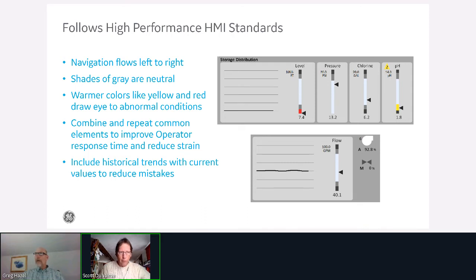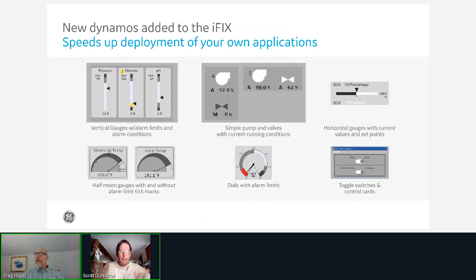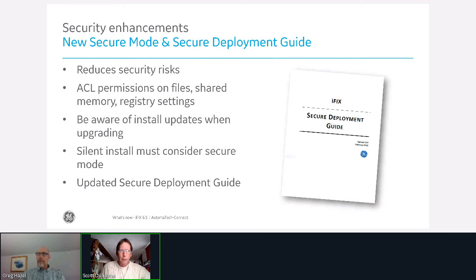And all of this is native to iFIX. These are just some of the elements that are included in the library now. When you look at your Dynamo folder, you'll see a bunch of subfolders with a bunch of dynamos in there. Very easy to wire up to your I/O and your iFIX data points. So we really have increased the capacity of the libraries, and I think you'll see not only the vertical gauges and pumps and valves, but things like control cards and toggle switches that you can easily repurpose in your own application. So very exciting development for iFIX.